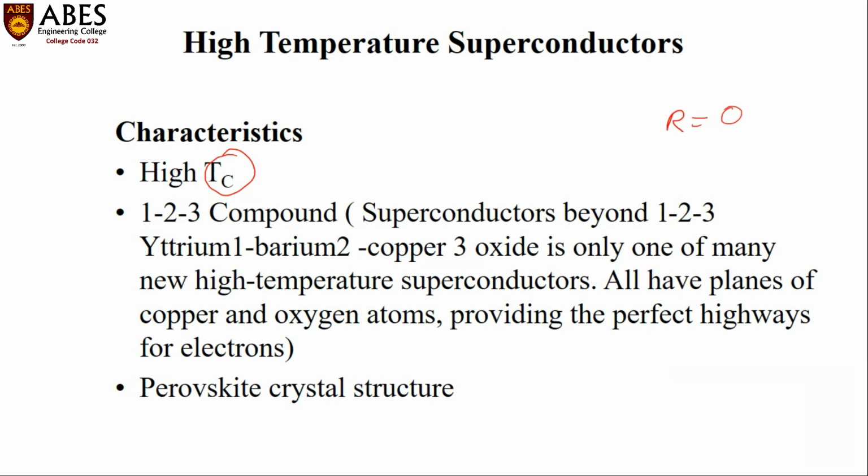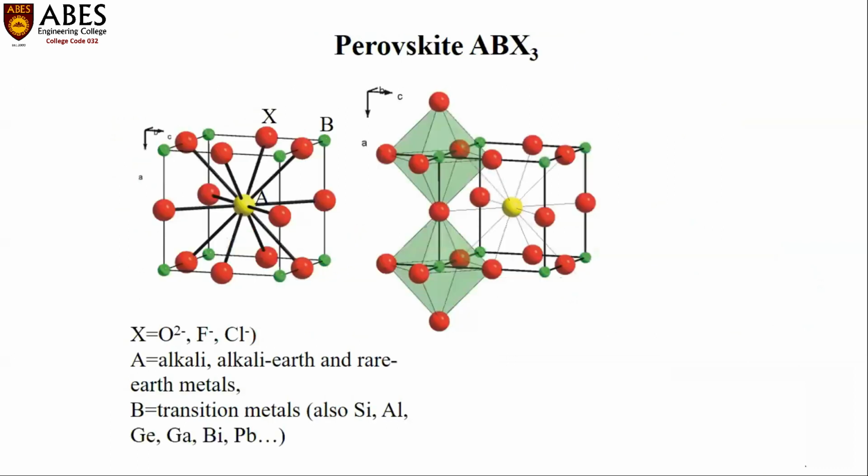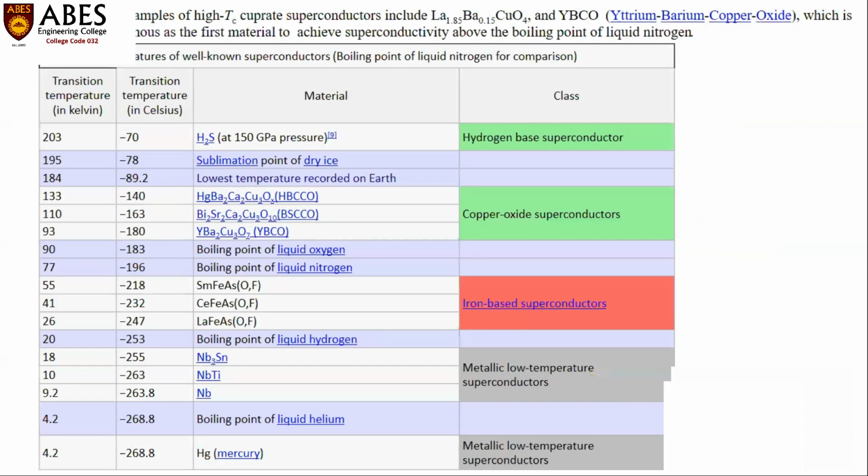Apart from this, elements which have the perovskite crystal structure also show zero resistance at higher temperature, definitely above the liquid helium and nitrogen range. The perovskite materials have a very complex structure, which is actually a combination of various alkali and alkaline earth metals along with a transition metal. This is a very common structure.